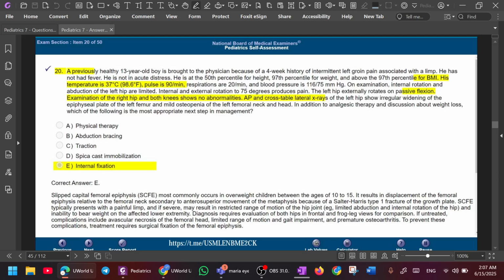Physical therapy would be appropriate in the setting of muscle or ligament strain or sprain. This patient does not present following an injury, and sprains of the hip joint ligament are less common.